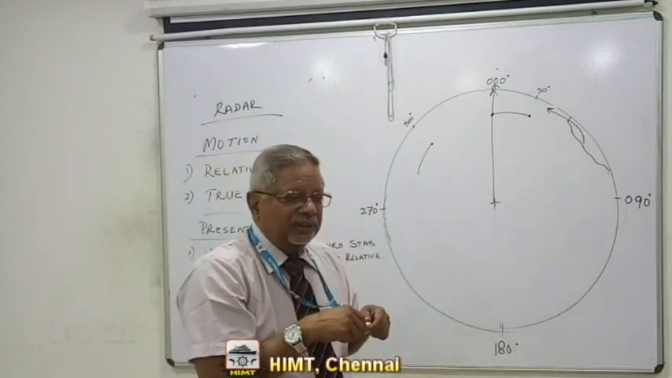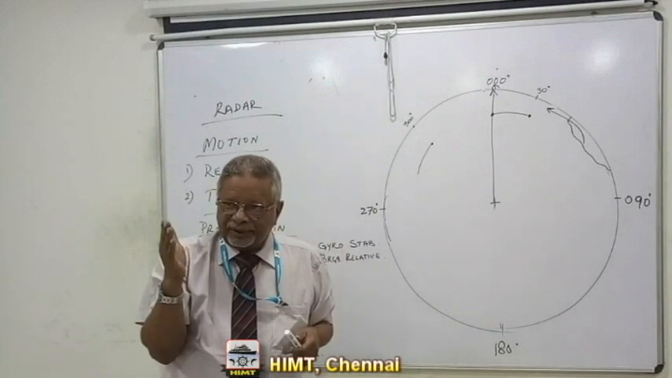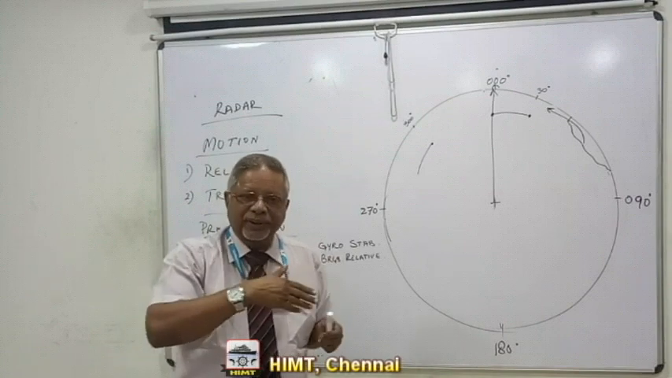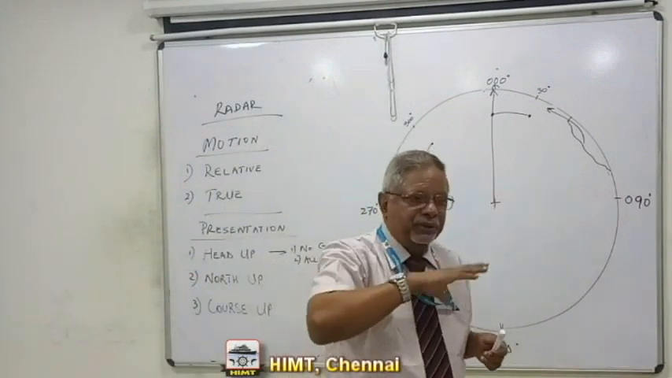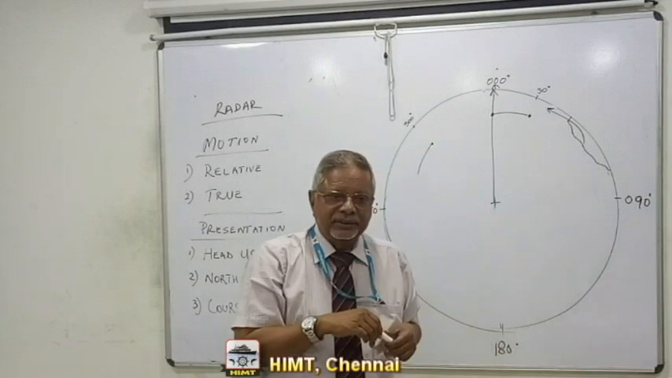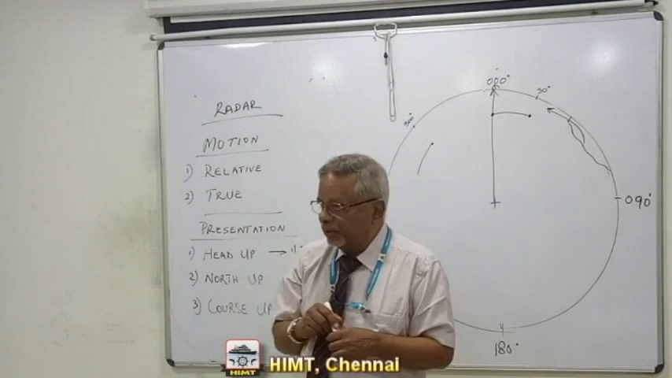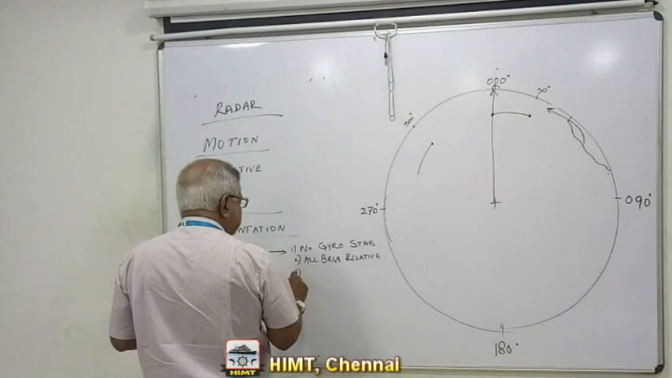However, if your ship is at anchorage and your ship is yawing, you know what is the meaning of yawing? Yawing is when the ship's head is moving from side to side. What will happen to the picture? The picture will keep shifting back and forth, and therefore smudging will occur. So, smudging of pictures.